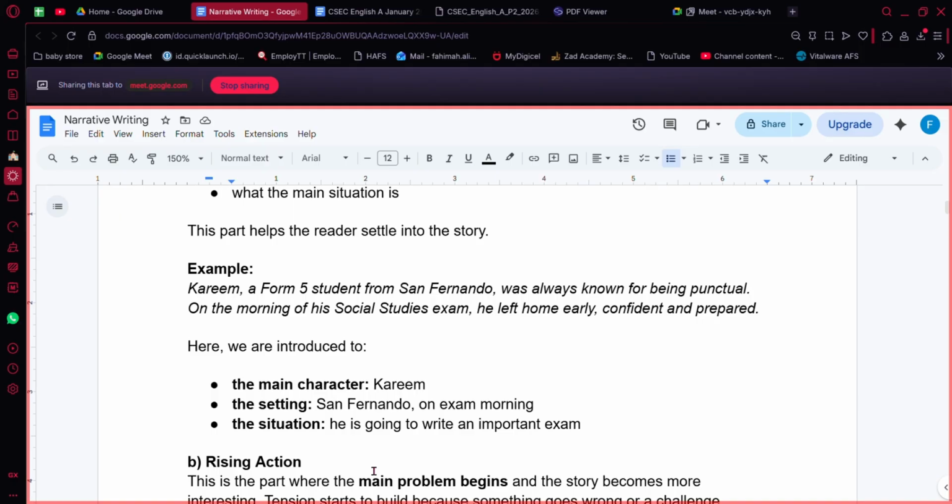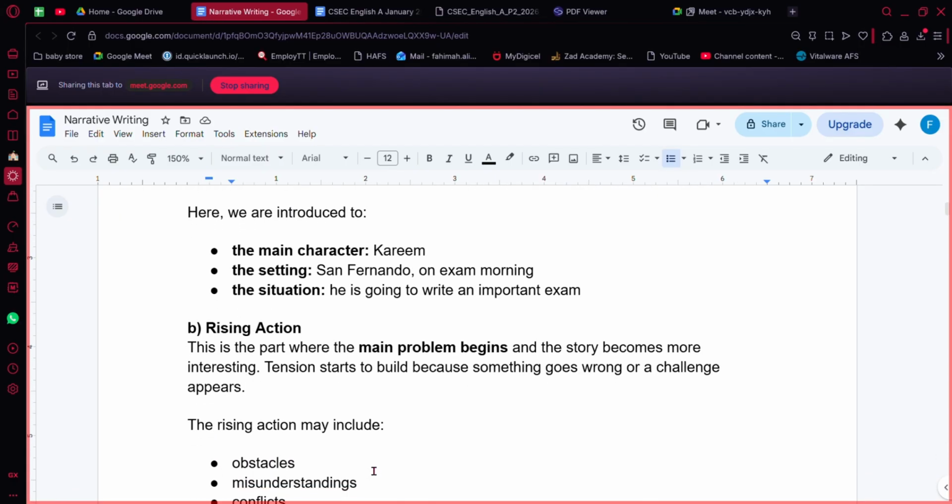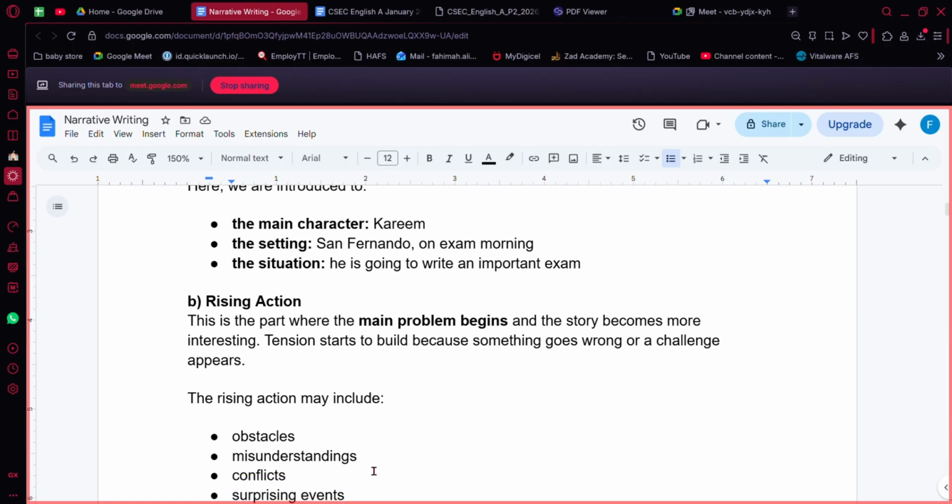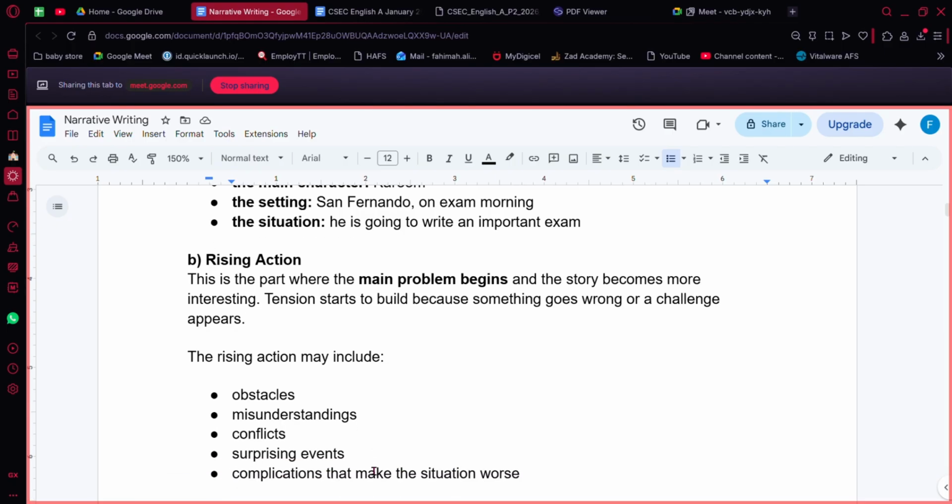Now, the rise in action in your story is the next part of the plot. So this is the part where the main problem begins or the main problems arise. The story becomes more interesting here. Here the tension starts to build because something goes wrong or a challenge appears. So some types of rise in action could be obstacles. Maybe I am late for my exam, but there's a lot of traffic, so there is something in my way preventing me from getting to what I need to do.